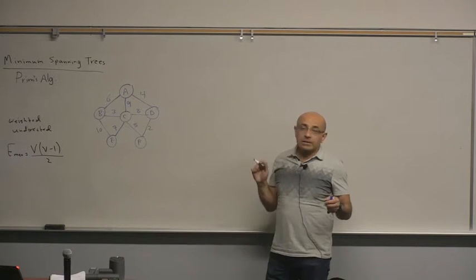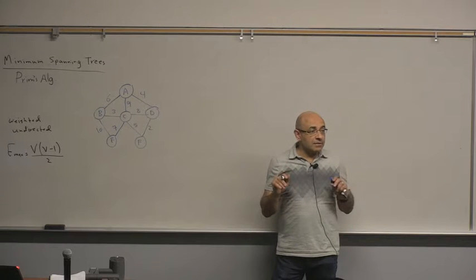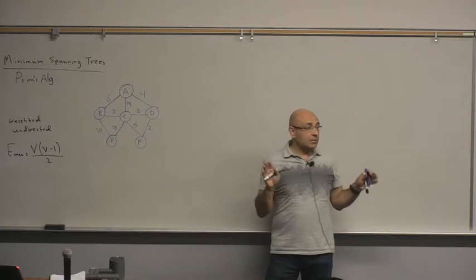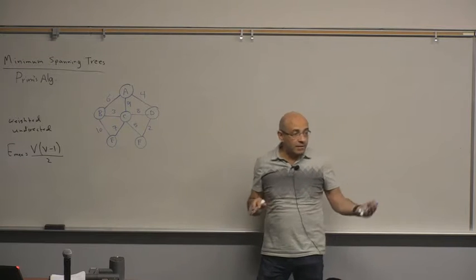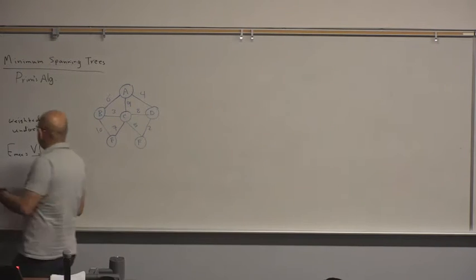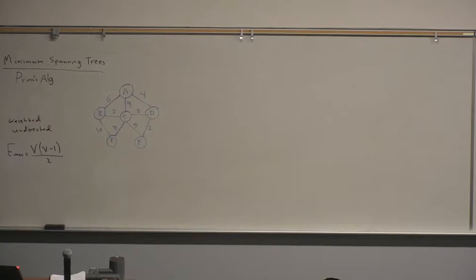Now, in the minimum spanning tree problem, the objective is to select a tree, which is a subset of the graph, a subset of the edges. How many vertices will the tree have? All of them. How many edges will the tree have? A tree always has v minus 1 edges. No matter what, a tree will always have v minus 1 edges.